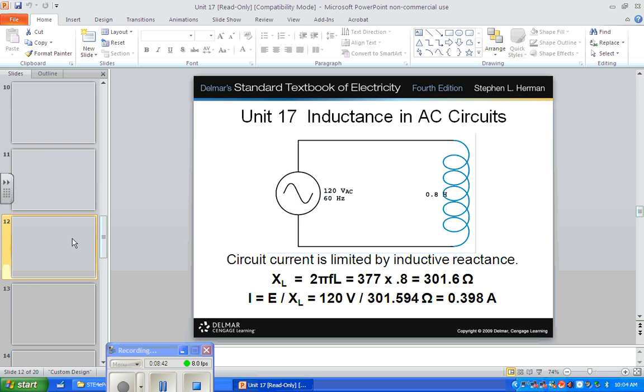Okay, inductance in AC circuits. This is an alternator. Remember that? Okay, it's creating AC. It's going through here. It's got 0.8 henries. Is that in proper engineering notation? 0.8 henries. No. What should that be? 800 millihenries. Okay. So the formula is 2 pi FL if we want to find the X sub L. And we would multiply 377 times 0.800, and we get 301.6 ohms of inductive reactance.